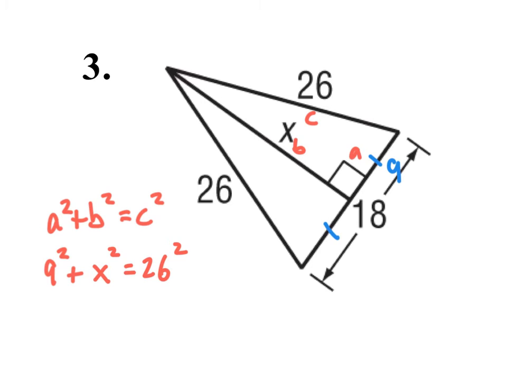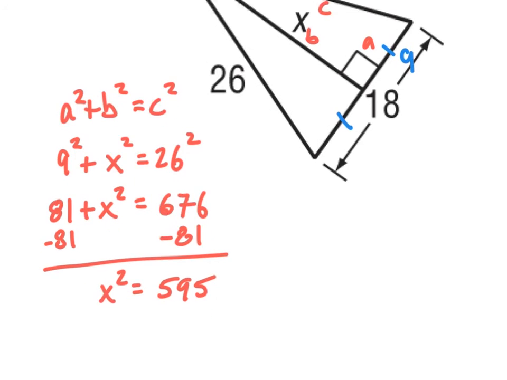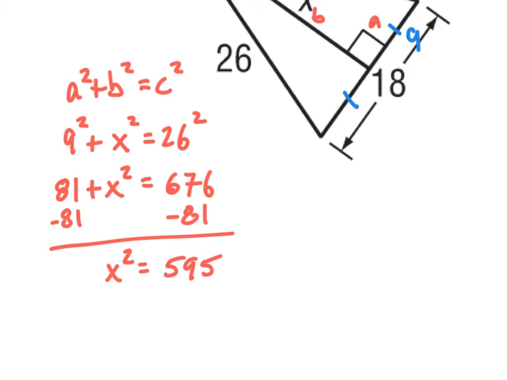And so let's go ahead and solve this. We get 81 plus x squared is equal to 26 squared, which is 676. I'm going to subtract 81 from both sides. And I get x squared is equal to 676 minus 81, which gives me 595. And I don't know if we can simplify this. Let me go ahead and just take the square root of both sides. So first of all, we get that x is equal to the square root of 595.